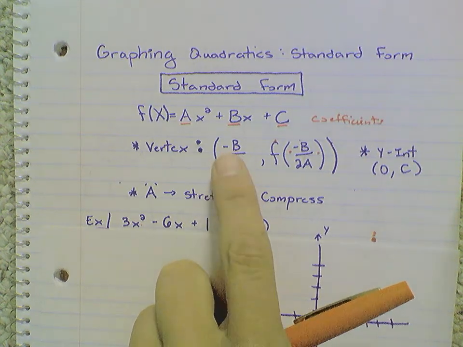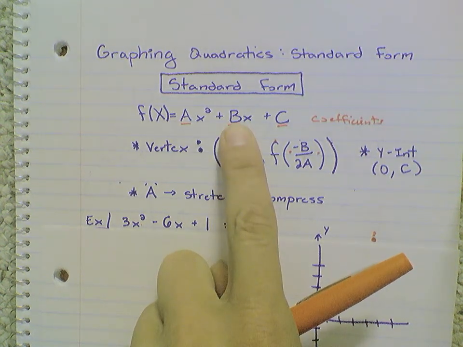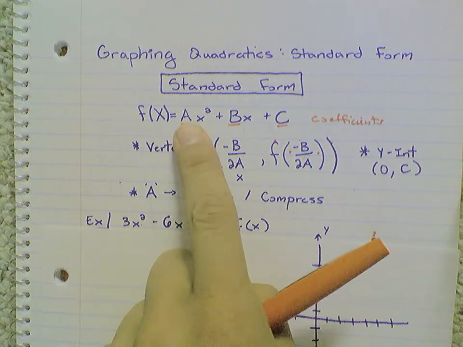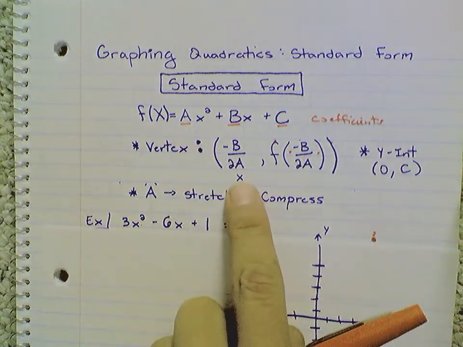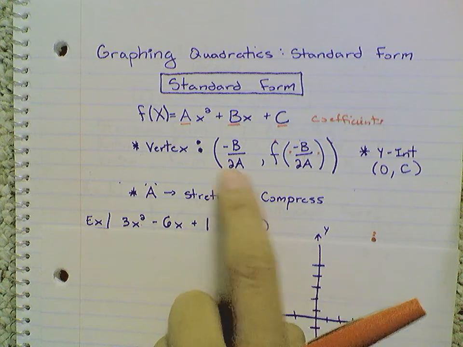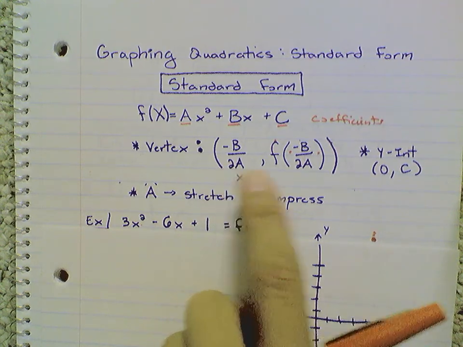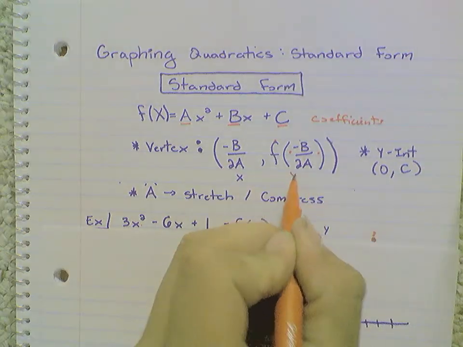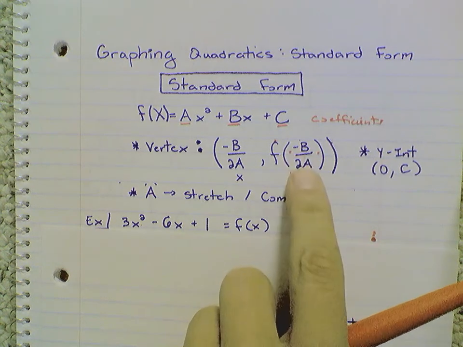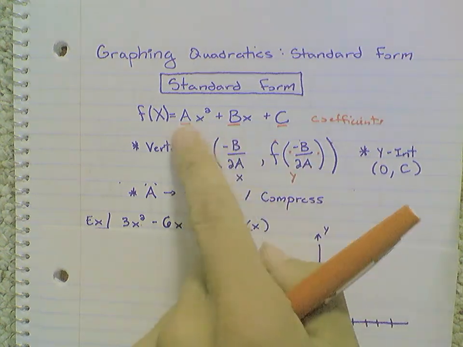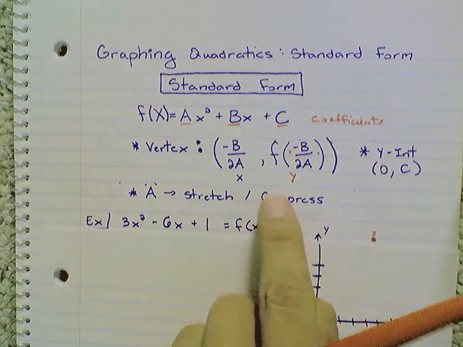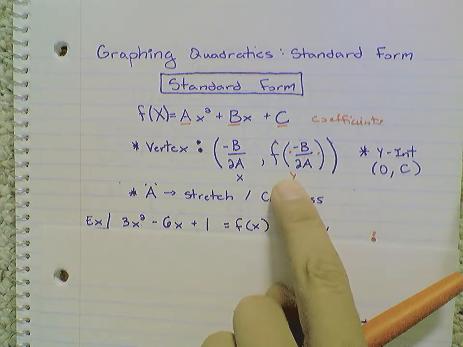Now to find the vertex in standard form, we have to do a little bit of arithmetic. We have to take the opposite of whatever the b is and divide it by 2 times whatever the a is. So the x-coordinate will be the opposite of b all over 2a. Then to find the y-coordinate, we plug the opposite of b over 2a back into the function and then solve to find the y value.